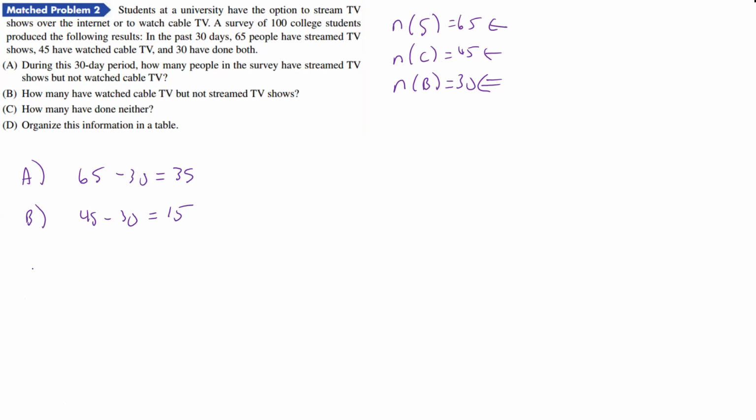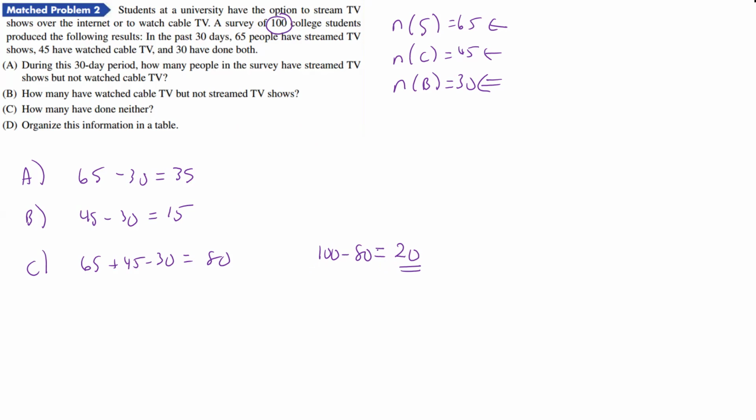Now, how many have done neither? Well, we add all of them up and subtract off the duplicates. So that's 65 plus 45 minus 30, which is 80. But remember, there are 100 total students. So we take 100 minus 80, and that gives us 20 who have done neither, because so many of them did this, so many did this, and so many did both. So we know the union of the two, and what's left over after we subtract it off is only 20 who have done neither.